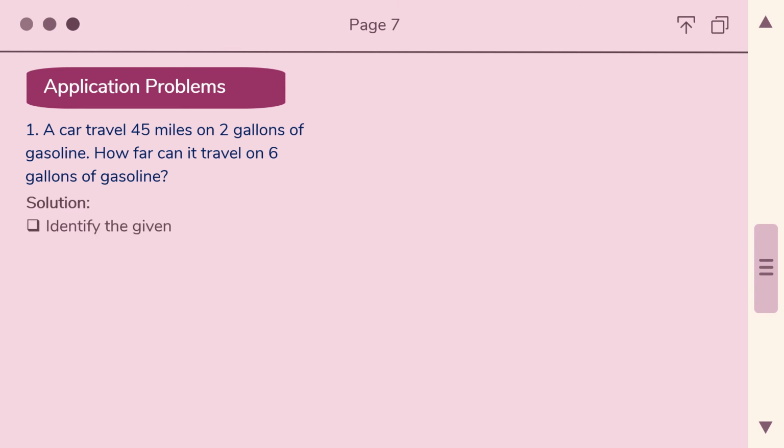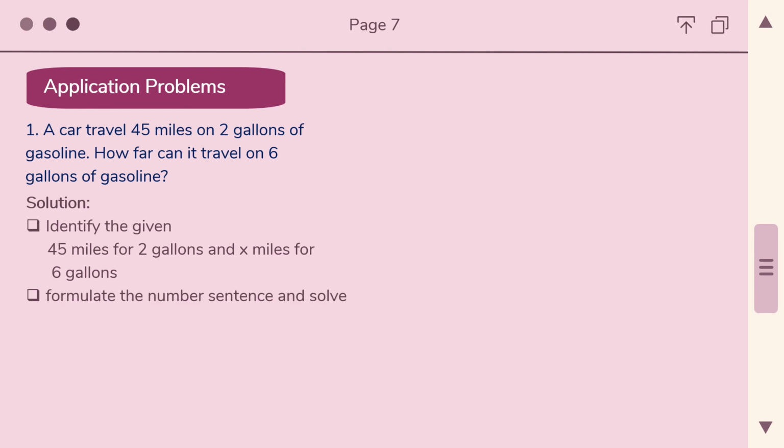Solution. So first is to identify the given. So the given are the following. We have 45 miles for 2 gallons and x miles for 6 gallons. So pila ka miles ang ma-travel using 6 gallons. So the second one is to formulate the number sentence and solve the following missing term. So we have already established the two given ratio, 45 miles over 2 gallons is equal to x miles over 6 gallons. So 45 over 2 is equal to x over 6.